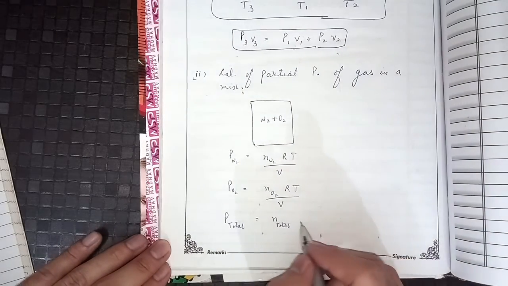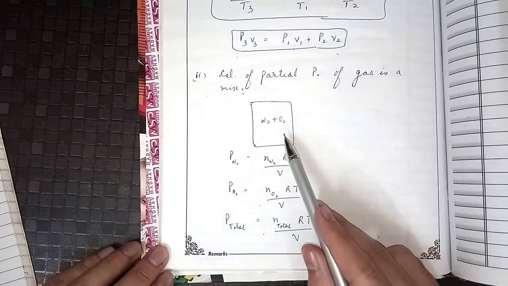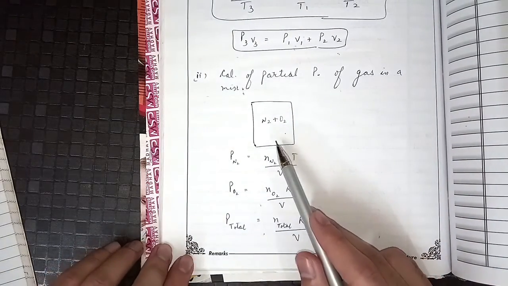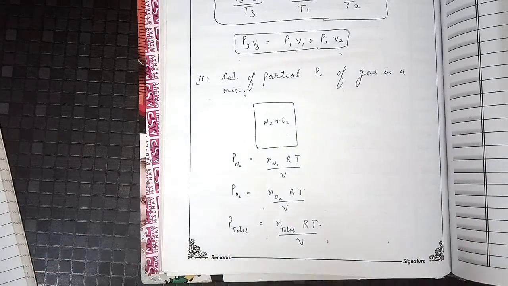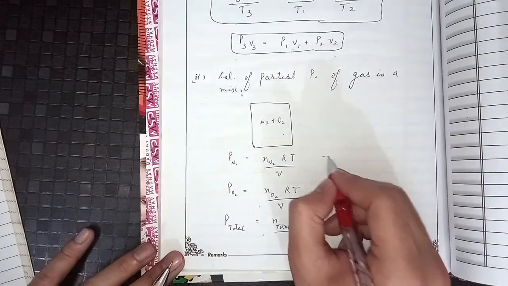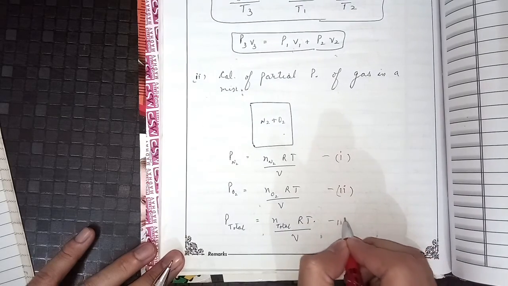P total is equal to n total into RT over V. As the container is the same, the volume and temperature will be the same in all three cases, and R is constant. So here we give names: equation 1, equation 2, and this is our equation number 3.